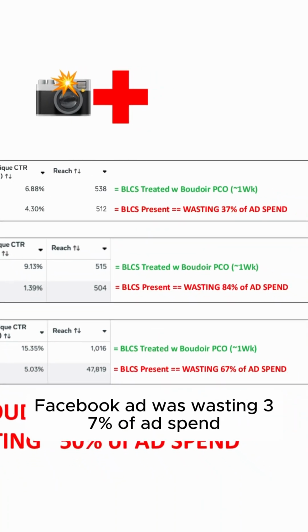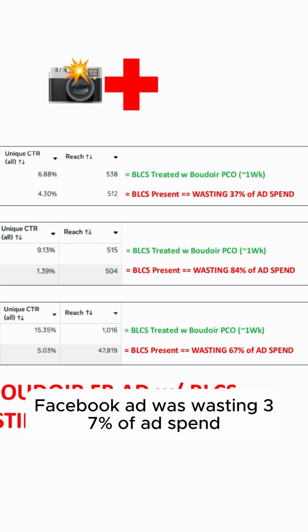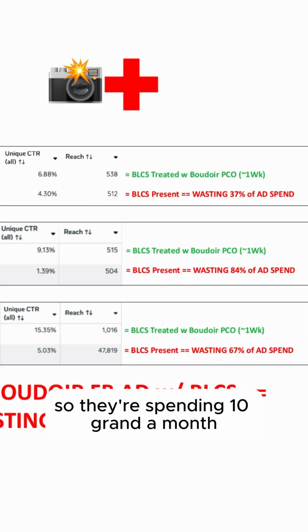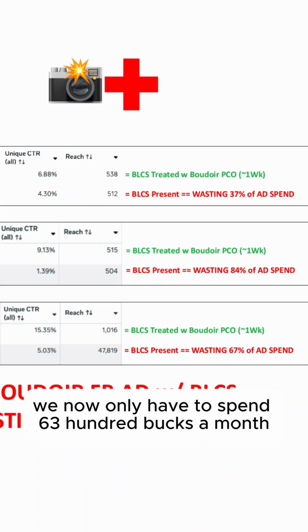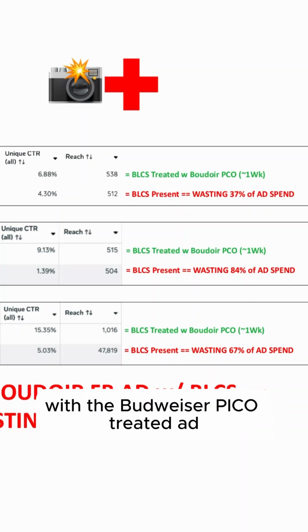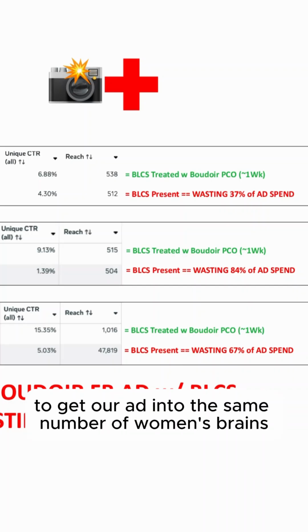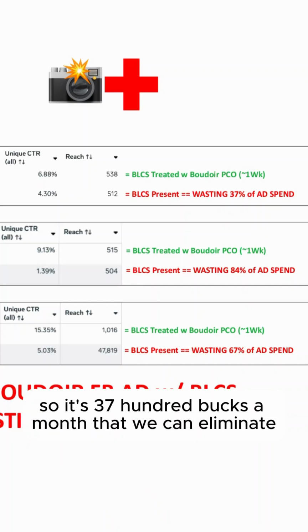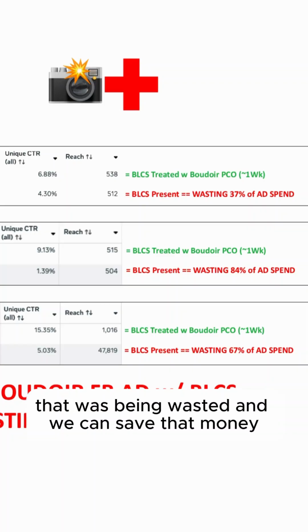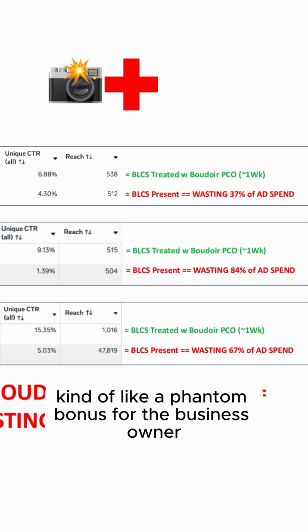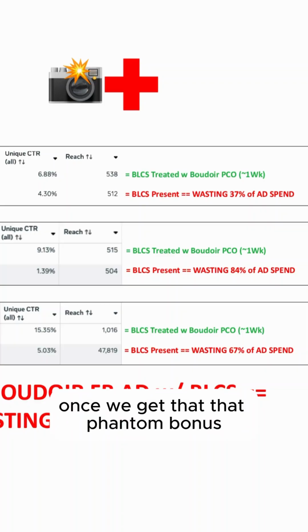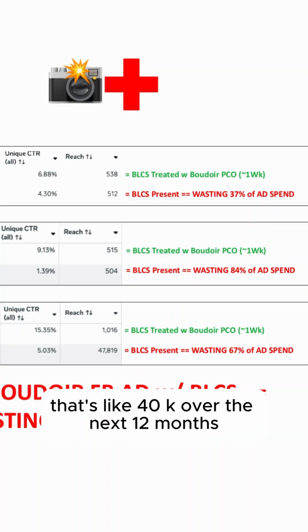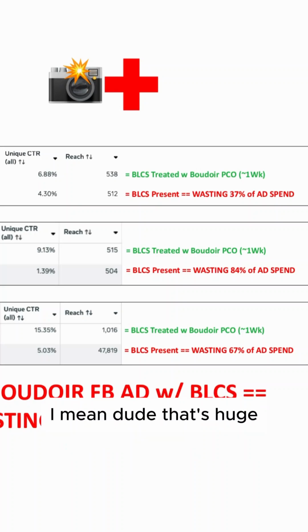So we found out the original Boudoir Facebook ad was wasting 37% of ad spend. If they're spending 10 grand a month on Boudoir Facebook ads with that original, then we now only have to spend $6,300 a month with the Boudoir PICO treated ad to get our ad into the same number of women's brains. So it's $3,700 a month that we can eliminate that was being wasted, and we can save that money, kind of like a phantom bonus for the business owner. Once we get that phantom bonus, that's like 40K over the next 12 months. I mean, dude, that's huge.